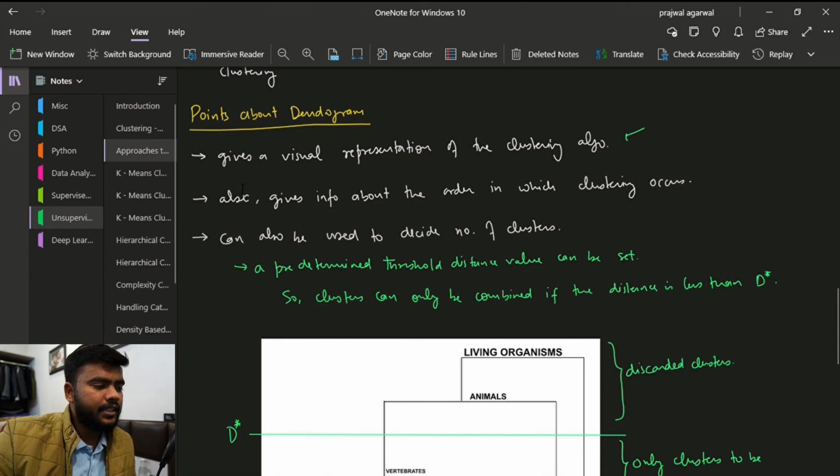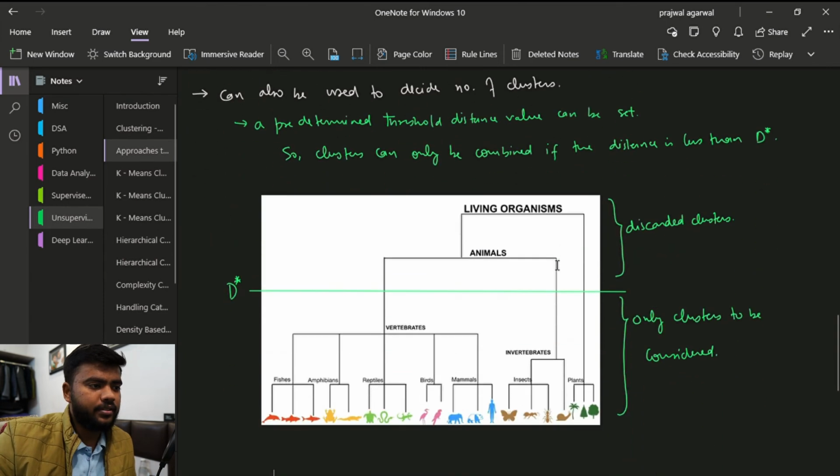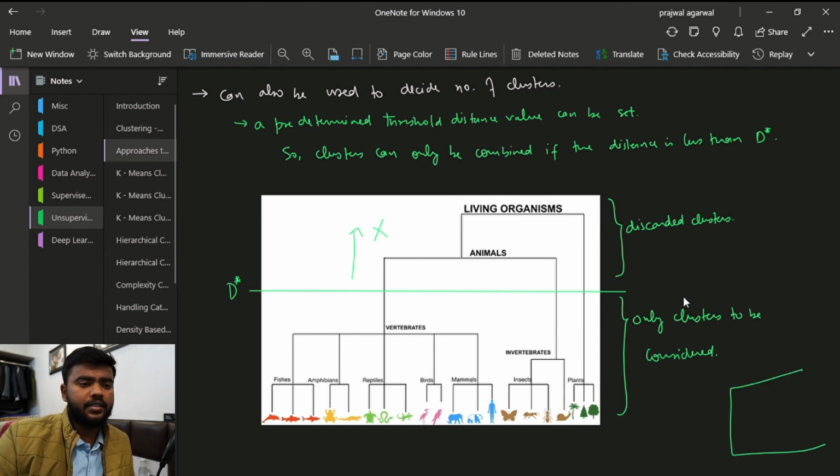They can also be used to decide the number of clusters that we are going to have. So we can have a threshold line, and from the threshold line we can specify the number of clusters that we want, and everything above this threshold line is ignored. We are not going to consider too high level clusters, but we are going to consider the clusters which have some specific information in them. All right, so that is what we can do using dendrograms.